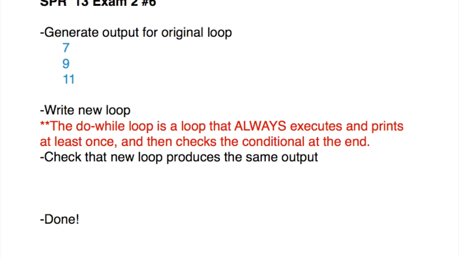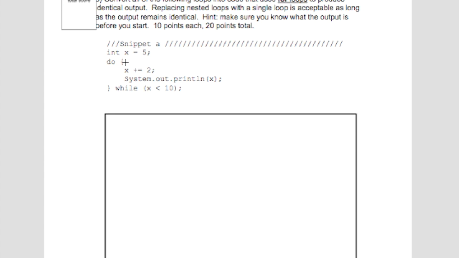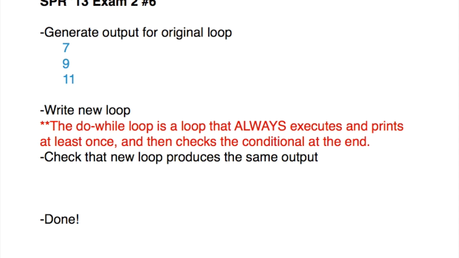So we have our original outputs, and we want to get those outputs out of our second loop. So now we can start translating it. The for loop declares a little bit differently. The way the do while loop works is that it will always execute once because the conditional is at the end. So it checks for the conditional at the end. Like I say here, the do while loop is always executed and prints at least once, and then checks the conditional at the end. So this means we're going to have to alter some of our conditionals when we start writing our for loop.